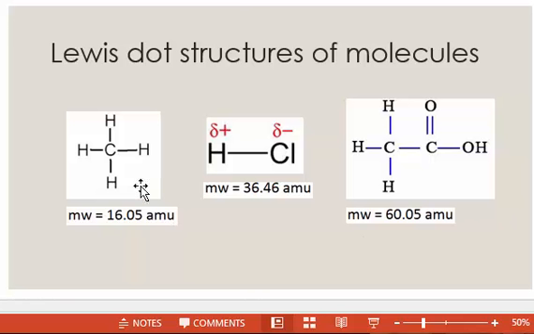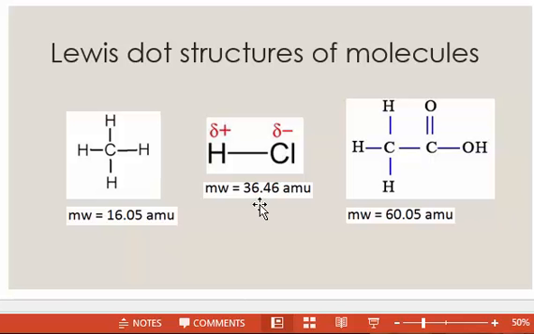We see that methane is a symmetric molecule and only has carbon-hydrogen bonds which are nonpolar. Methane has a low molecular weight of 16.05 AMU, and it is a nonpolar molecule. It will only exhibit London dispersion forces, and since it has the lowest molecular weight of all three molecules, it will have the lowest boiling point.